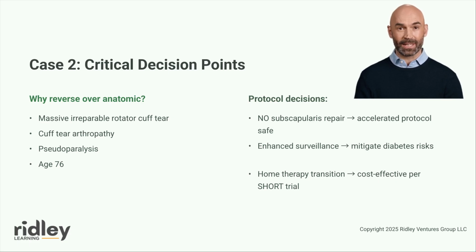Critical decisions in this case included selecting reverse over anatomic arthroplasty for her irreparable cuff and pseudoparalysis, not repairing the subscapularis, which allowed for an accelerated protocol, implementing enhanced surveillance for this diabetic patient, and utilizing a cost-effective home therapy transition supported by the short trial evidence.